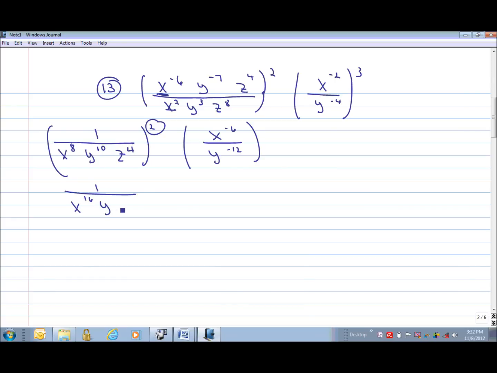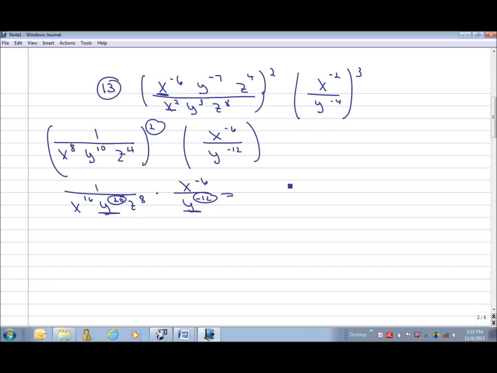10, or y, 10 times 2 is 20, and z to the 8th. And then we'd be multiplying by x to the negative 6 over y to the negative 12. All right, well, if we do that, this is times 1. We also have y to the 20th and y to the negative 12. We could add those two exponents to combine.